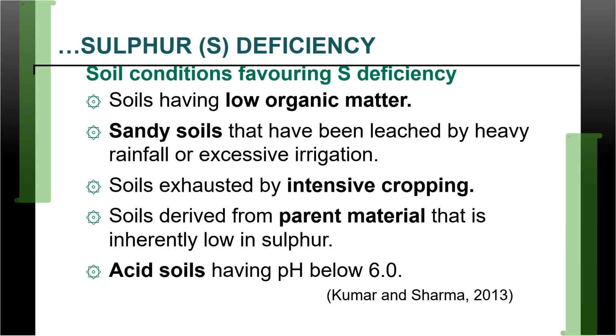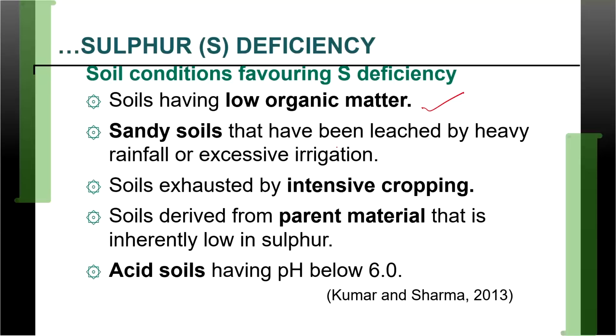Now, soil conditions favoring sulfur deficiency. Soils low in organic matter, because sulfur, like phosphorus or nitrogen, can also be part of certain proteins. If it is part of protein, that means it will be part of the organic matter added to the soil. So, if you have sufficient organic matter, that means your sulfur deficiency may not be there. However, in soils where organic matter levels are lower, one can experience sulfur deficiency.